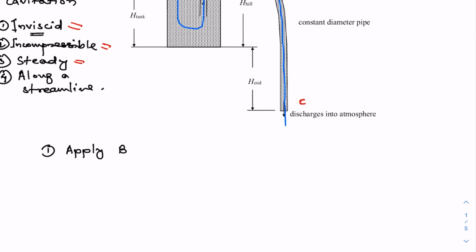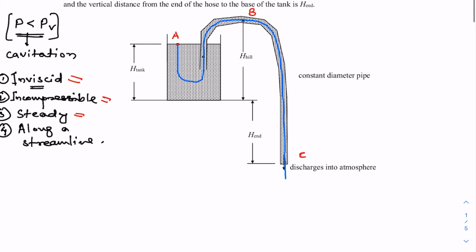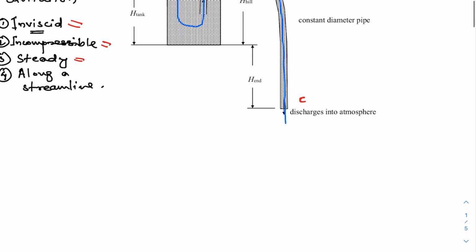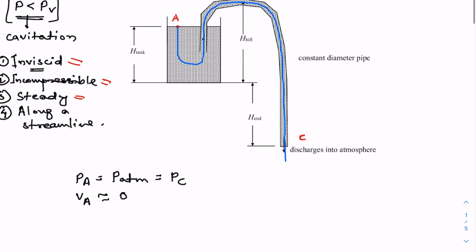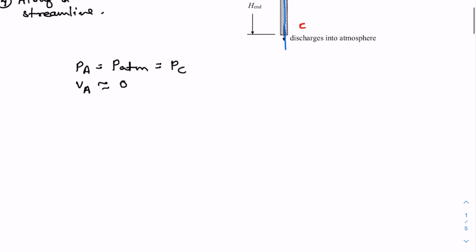Okay, before applying Bernoulli equation, let's just write down the pressure, velocity, and elevation at each point. So PA is nothing but P atmosphere, which is also equal to the pressure at C because the point C is open to atmosphere. Then VA is negligible; it is close to zero because we are assuming this tank to be very large. So the velocity of this interface is very small.